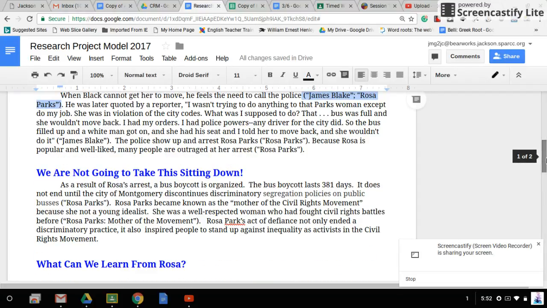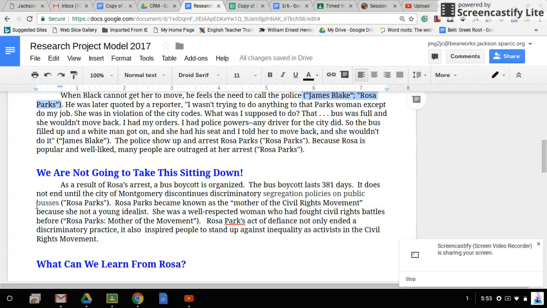"We are not going to take this sitting down." So here we kind of described that conflict. Here we're getting into the results and how they affected the civil rights movement. "As a result of Rosa's arrest, a bus boycott is organized. The bus boycott lasts 381 days. It does not end until the city of Montgomery discontinues discriminatory segregation policies on public buses."